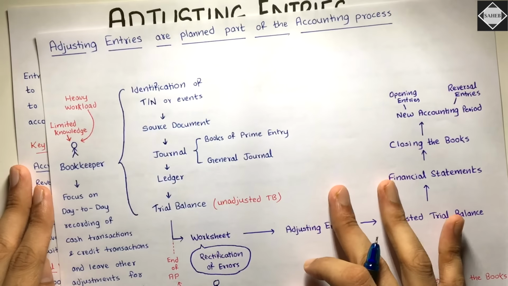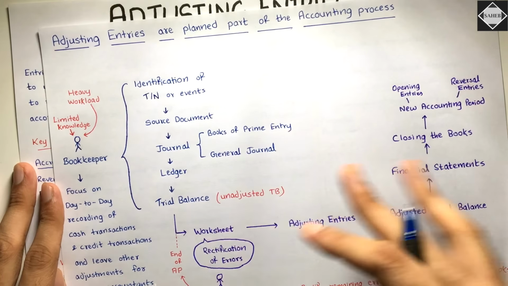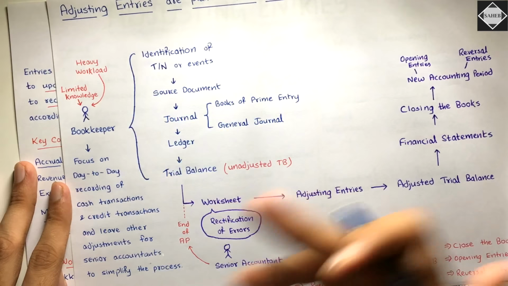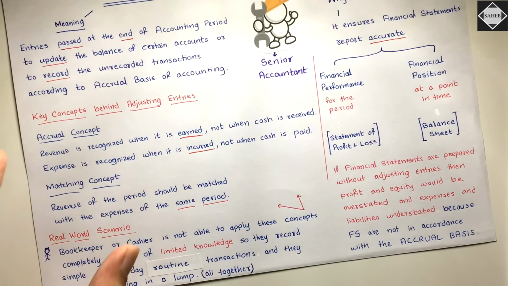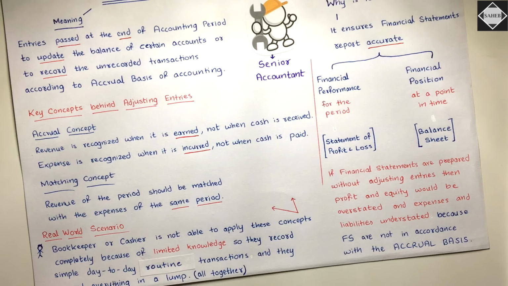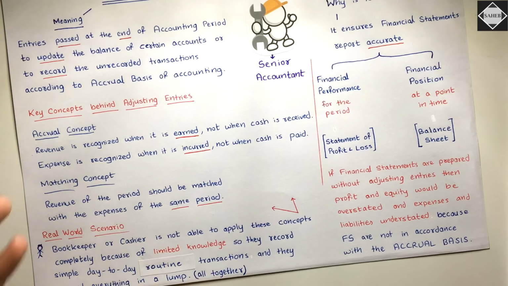So you understood now why we always need adjusting entries? Because the accounting process is designed like this. Bookkeepers just focus on day-to-day recording of transactions. They do not completely follow the accrual basis of accounting on a regular basis. In the real world, they will not follow accrual basis 100%. They will break the accrual and matching concept. So to keep things simple, it's like that.